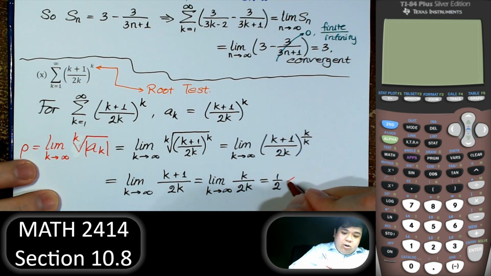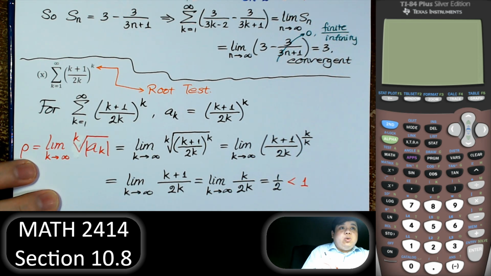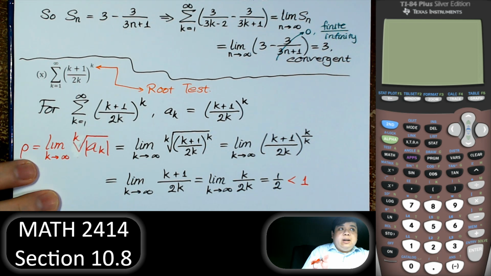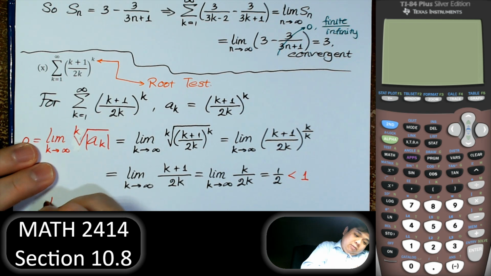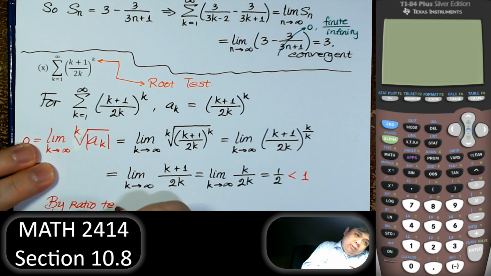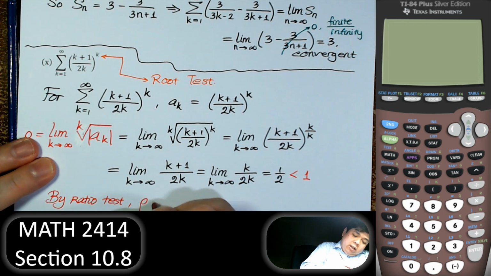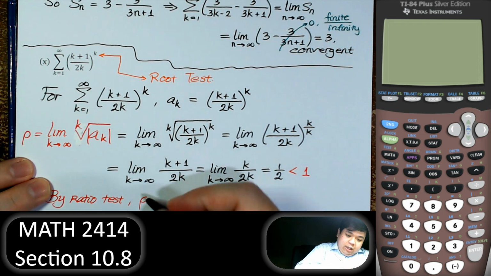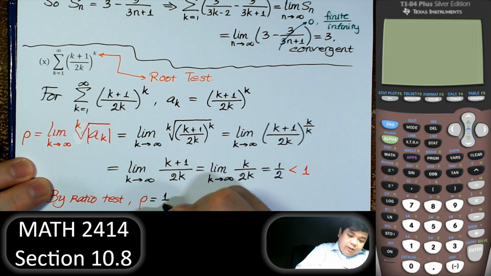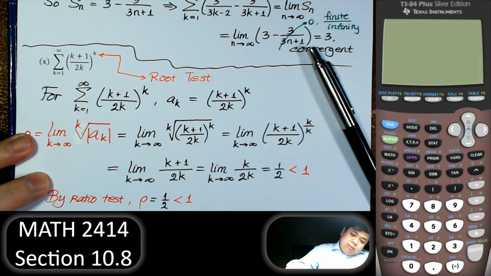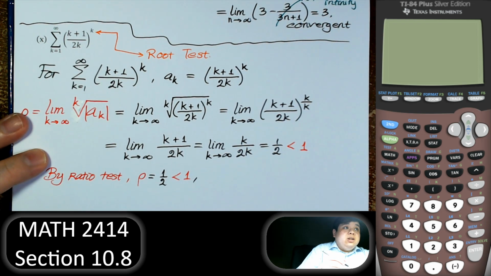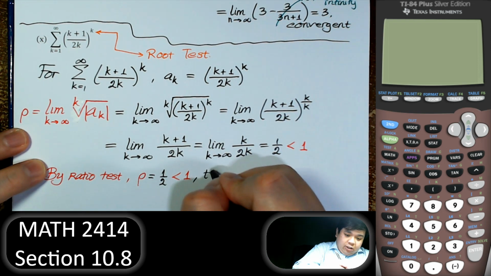And this is less than 1. So by the root test, if rho is less than 1, the series is convergent. By the root test, rho equals 1/2, which is less than 1. The series is convergent.